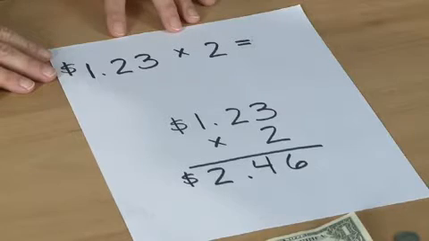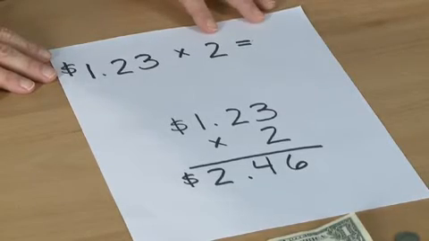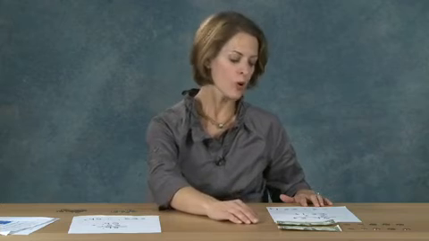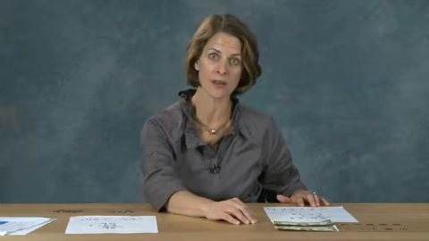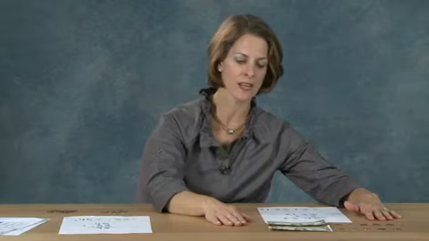Here we have $1.23 times 2. That's asking us to show $1.23 two times, or two groups of $1.23. This is the same thing as 1 and 23 hundredths two times. Visually, children can see this very nicely if they use dollars, dimes, and pennies. So let's use our dollars, our dimes, and our pennies to prove our thinking.